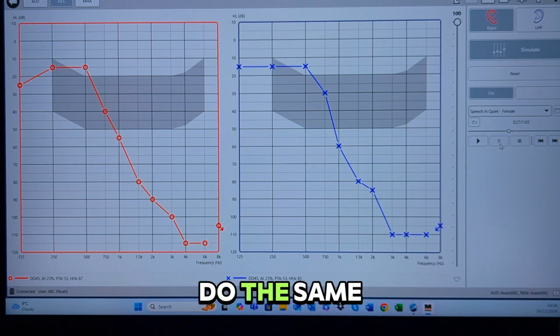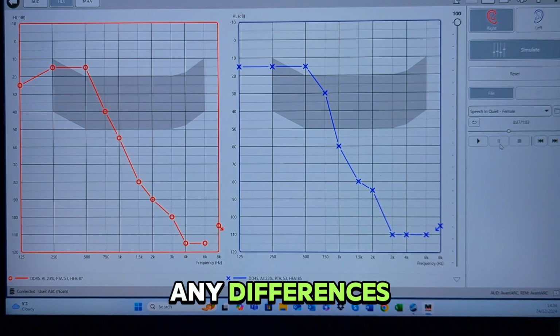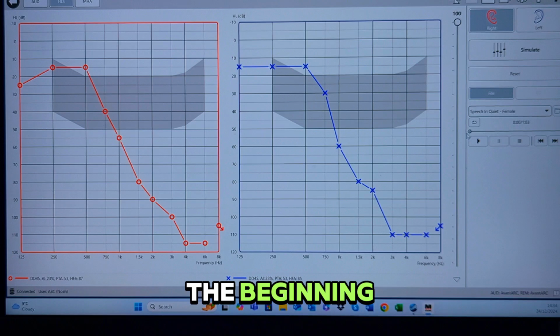So we're going to do the same voice for the left side and see if there's any differences. Here we go. We'll start from the beginning. I will toggle to the left.